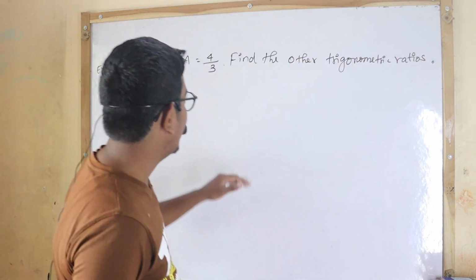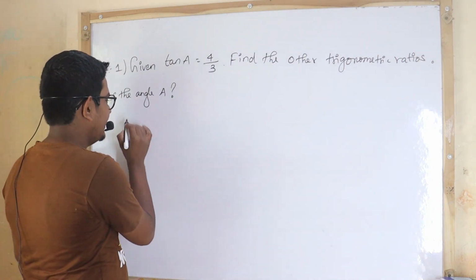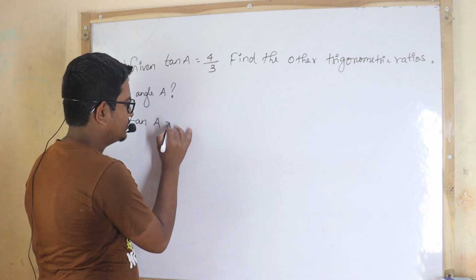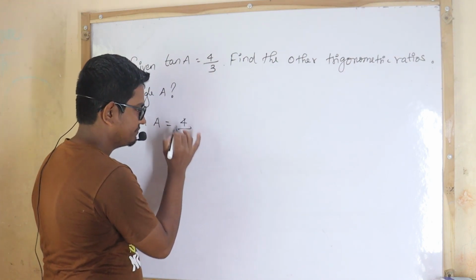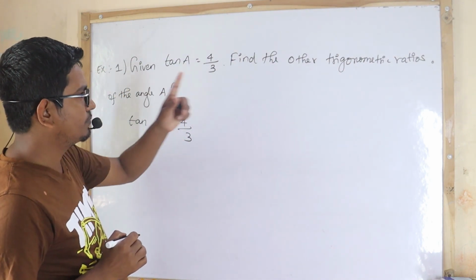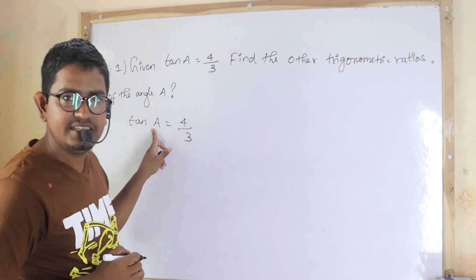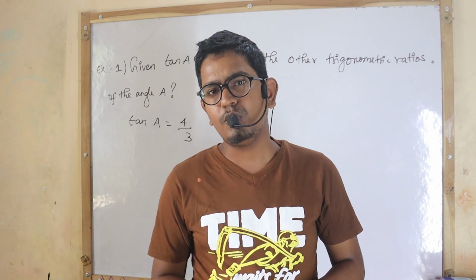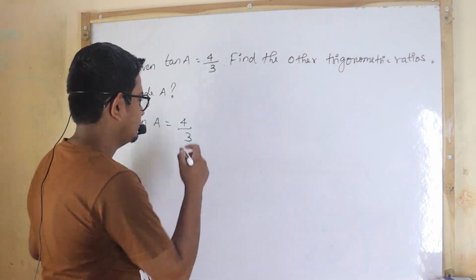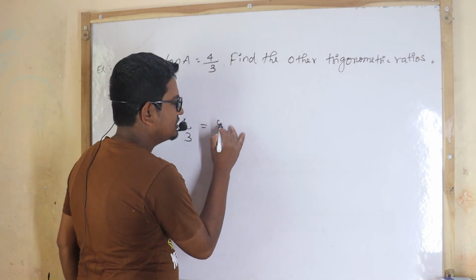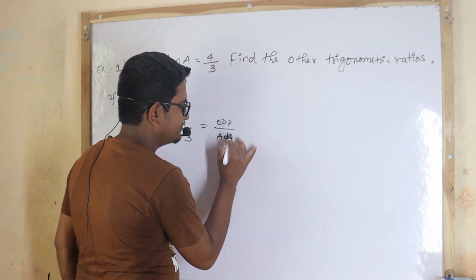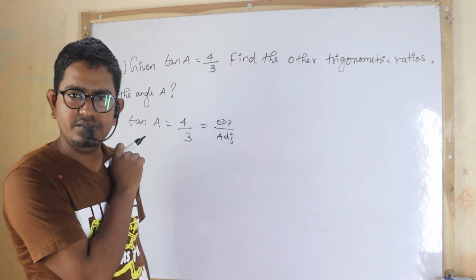So today they have given the equation tan A is equal to 4 by 3. Here the angle is A, so tan A is equal to 4 by 3. As we know, the formula for tan is opposite side by adjacent side. We studied this in the previous session.